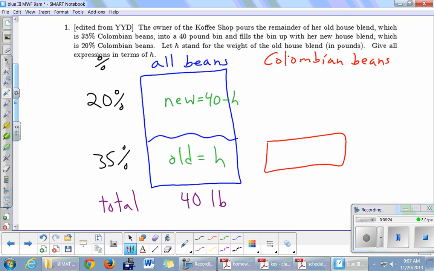So again, how many pounds of beans are in total at the bottom? It's a letter. It's H. So there's H pounds of beans down there. 35% of them are Colombian beans. So if I just wanted to pick out those Colombian beans and set them over here in red, the number of pounds I would have would be 35% of H. Yeah? That's the number of pounds of Colombian beans we have on the bottom section.